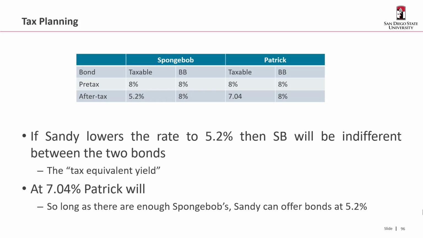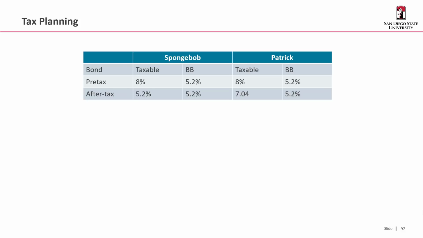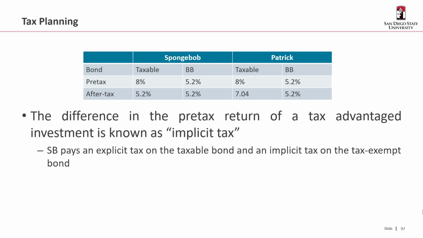So what has to happen is Sandy has to gauge whether there are enough SpongeBobs that she could offer her bonds at 5.2%. So that's called a tax clientele. And so what Sandy's interested in is, can the tax clientele of high tax rate taxpayers support her bond issuance? And this is exactly how the municipal bond market works.